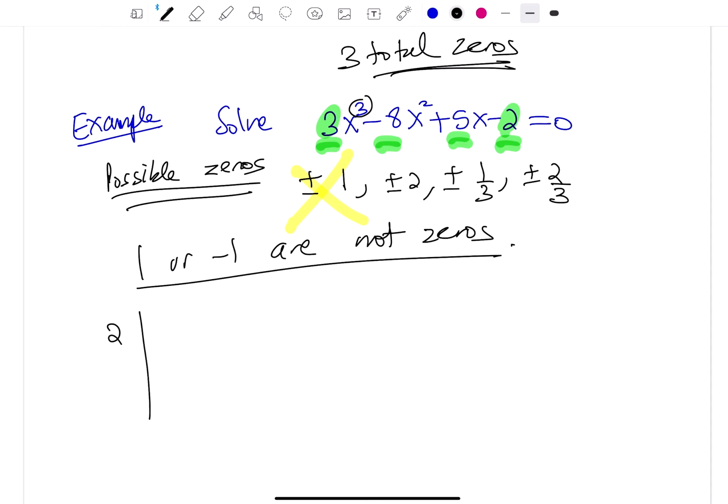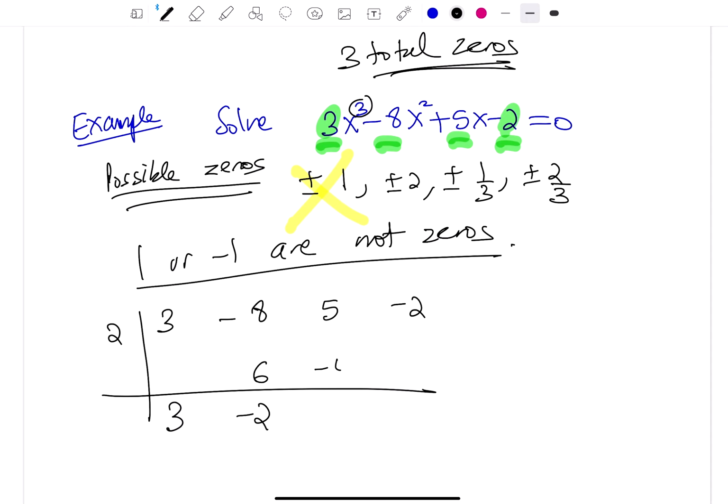Those are the ones I start by trying. Let's go ahead and try 2 first. That's the next number on the list. Don't forget, if there's any missing powers, add zeros for the missing powers. So 3 comes down, 3 times 2 is 6, -2, -4, 5 minus 4 is +1. 1 times 2 is 2, and we will have 0 as a remainder. That means 2 is a 0 for this polynomial.